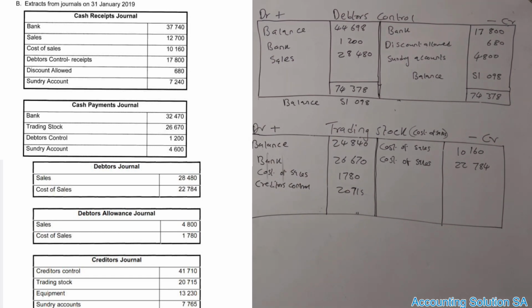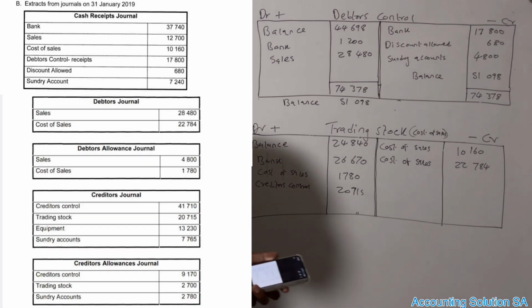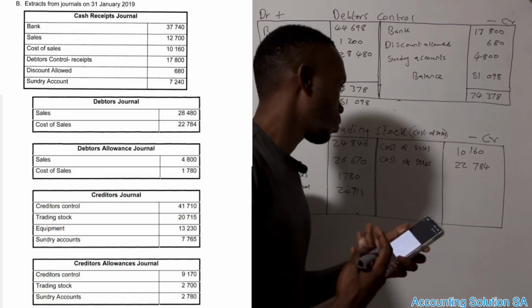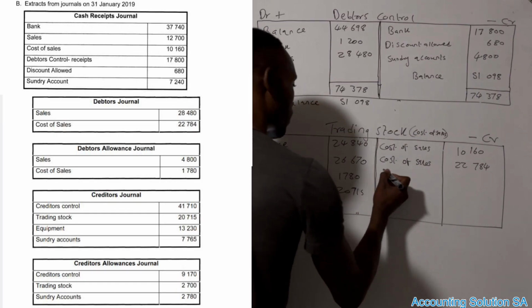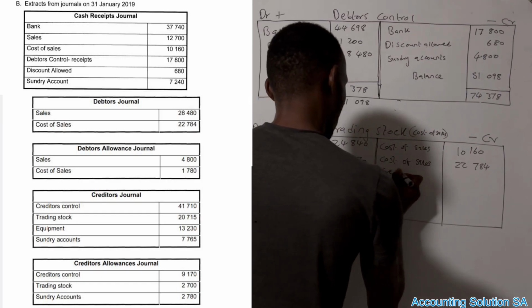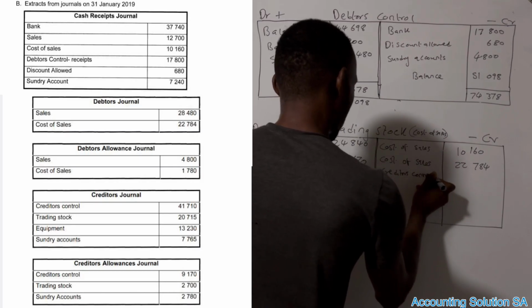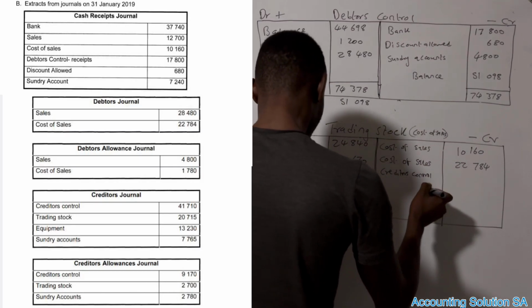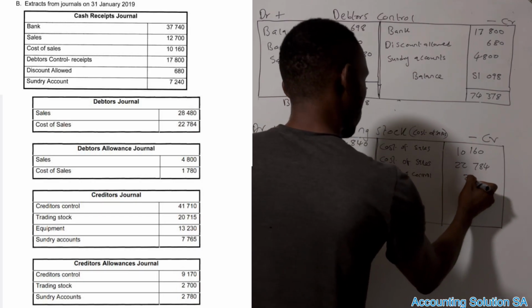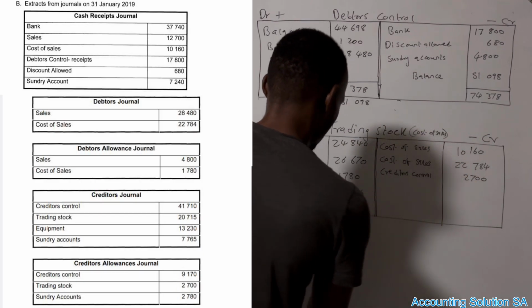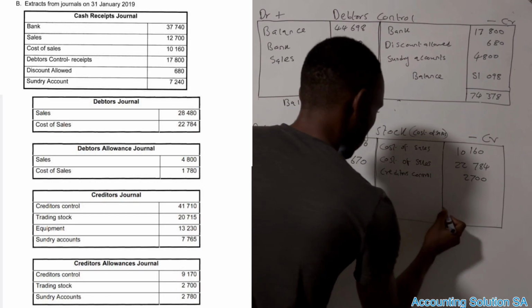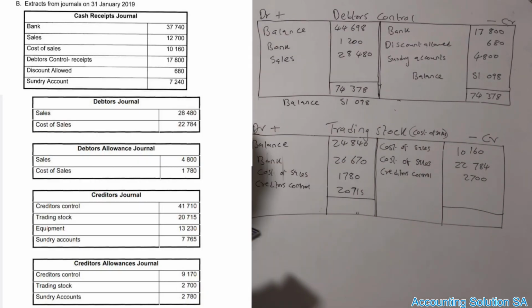Okay, and the last one, creditors allowance, simply means that we returned goods back to them. Creditors control is how much we returned the trading stock of 2,700. Very simple. And after that, we check which side is higher.